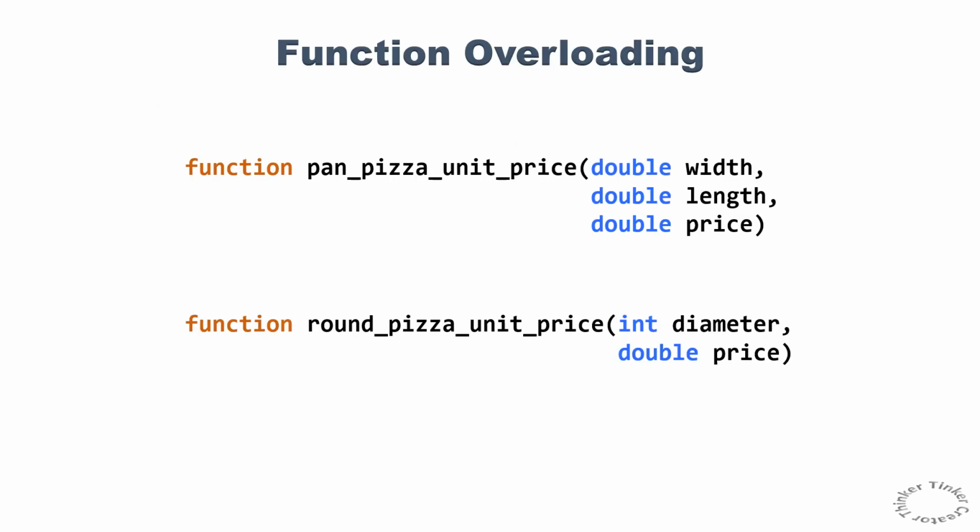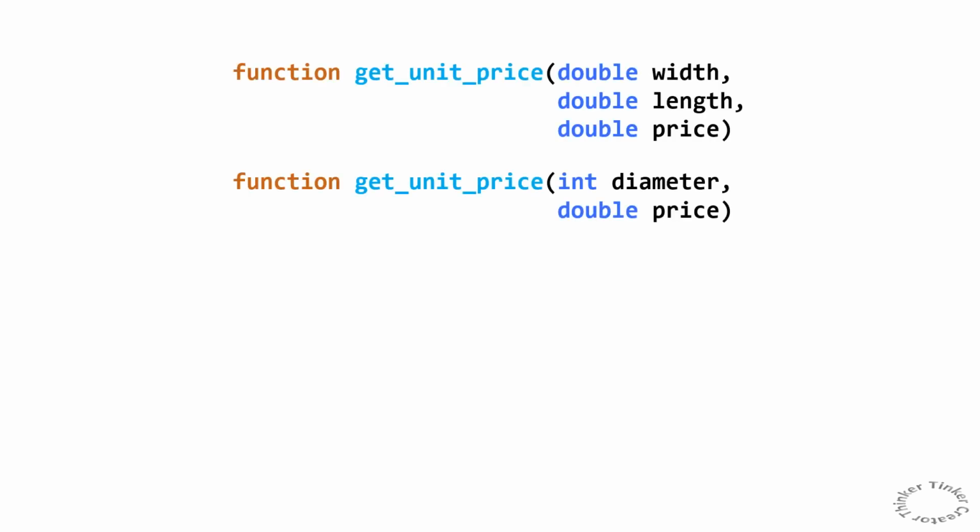Before we move on to the next phase, let's revisit the 2 functions. They both serve the same purpose, only they have different parameters. In this case, we can overload the two functions. Overloaded functions have the same name. The parameters are different. And that's how the computer differentiates them.